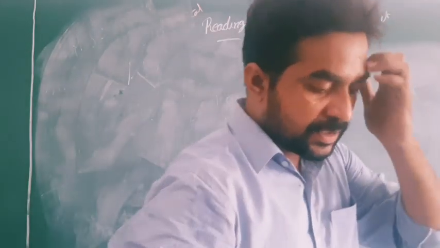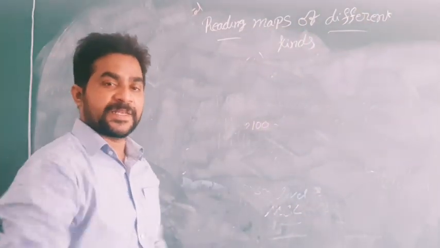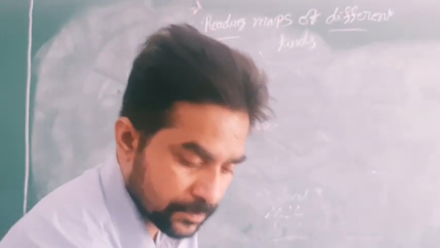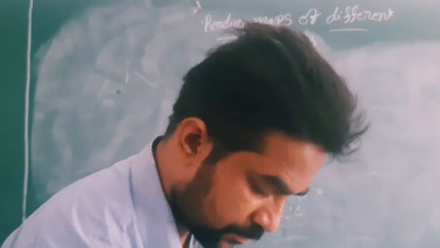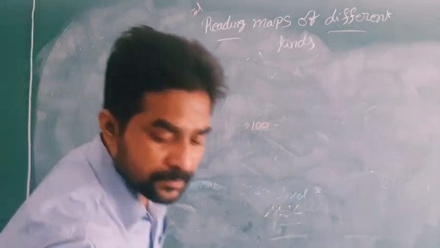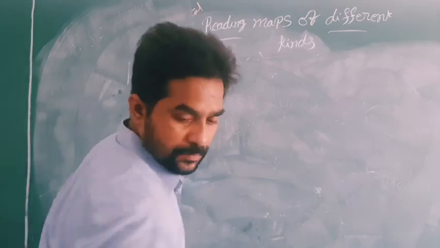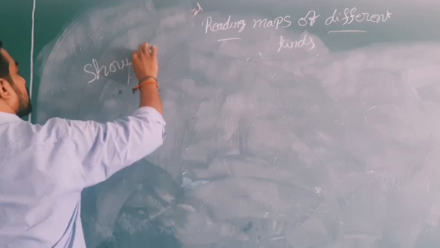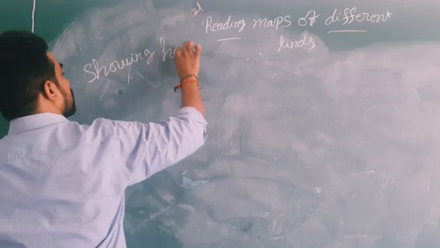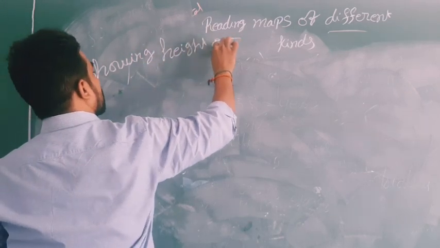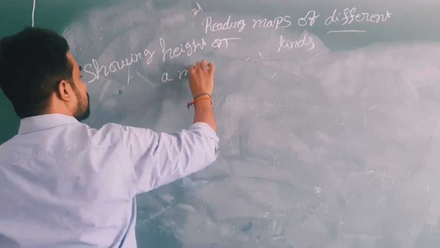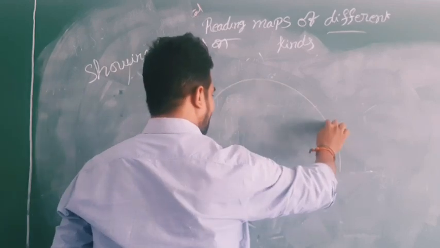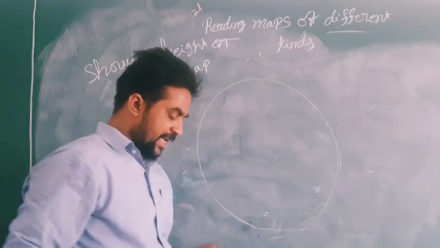So the next one is how we show height on a map. Showing height on a map. This is called an example of a map.